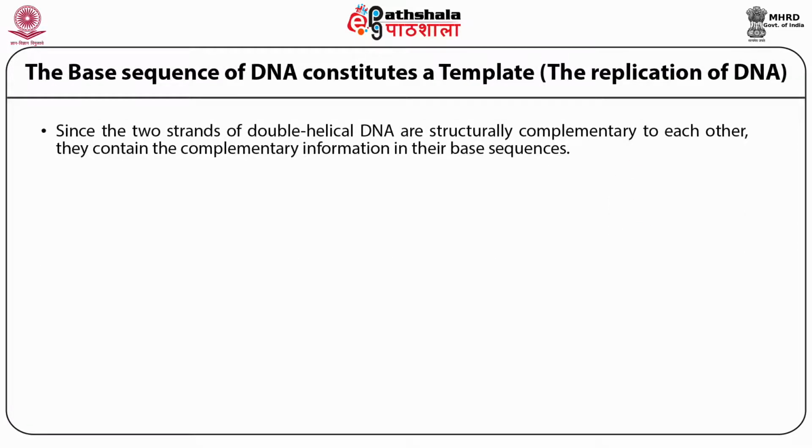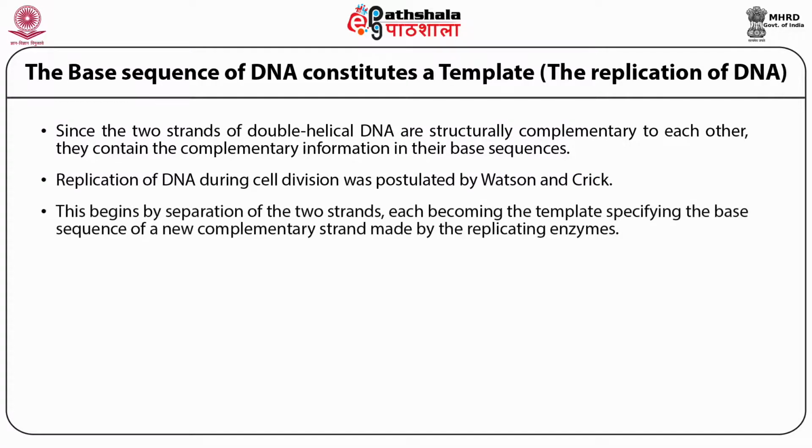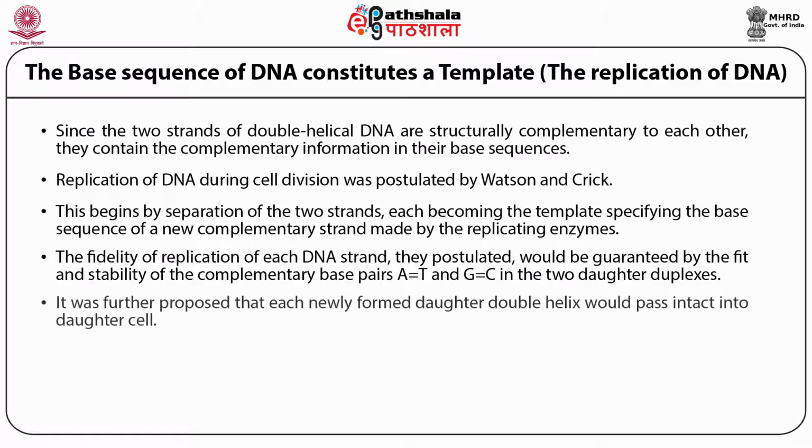Since the two strands of double helical DNA are structurally complementary to each other, they contain complementary information in their base sequences. Replication of DNA during cell division was postulated by Watson and Crick. This begins by separation of the two strands, each becoming the template specifying the base sequence of a newly complementary strand made by the replicating enzymes. The fidelity of replication of each DNA strand, they postulated, would be guaranteed by the fit and stability of the complementary base pairs AT and GC in the two daughter duplexes. It was further proposed that each newly formed daughter double helix would pass intact into a daughter cell.